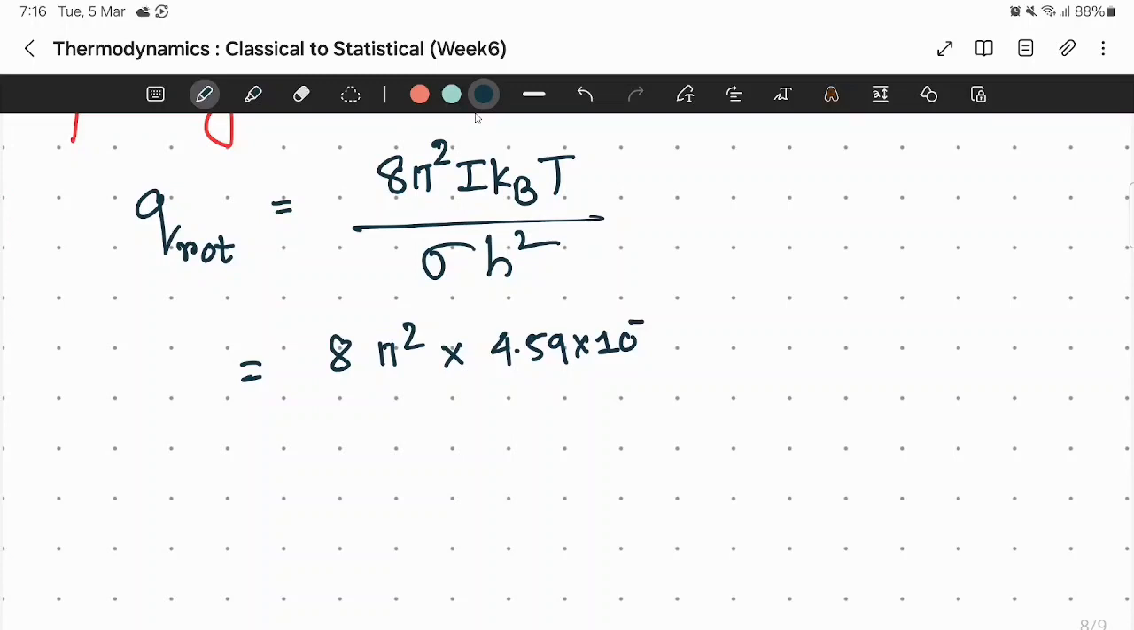When you multiply with the number of molecules, Avogadro number of molecules, then it will be a macroscopic partition function, that is denoted as Q. It's actually Q to the power N if it is classical particles, or if it is bosonic, then Q to the power N by N factorial, like this.